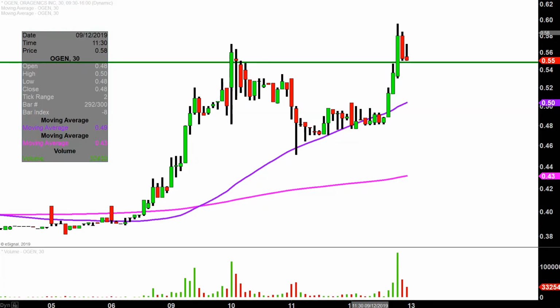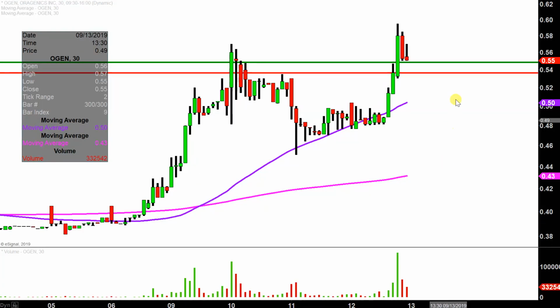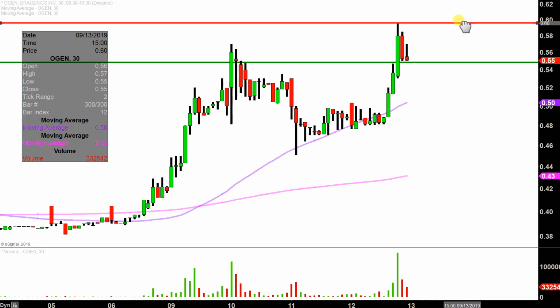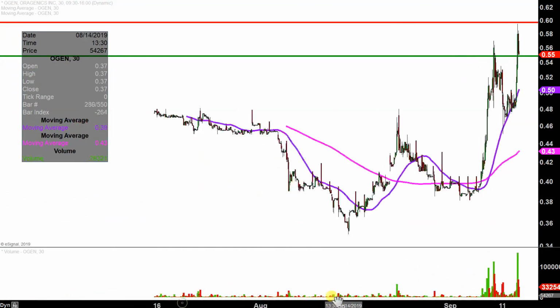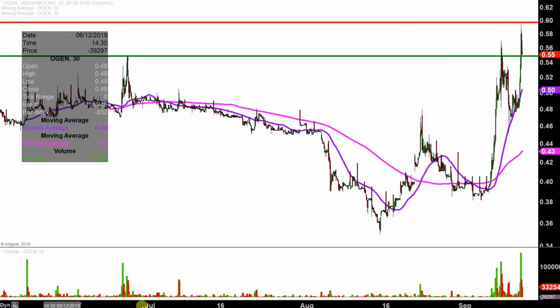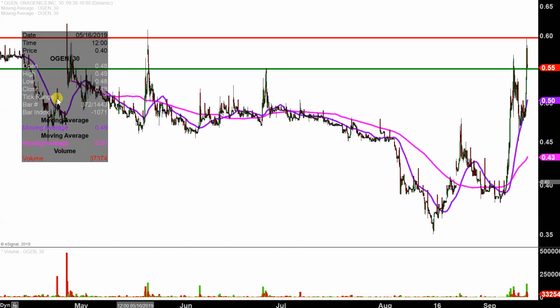What about levels of resistance going forward? Initial level of resistance is just simply where the price stopped going up today and the party stopped right up there at 60 cents. So let me squeeze this down. We may have to go to another time period. I can't remember. I think it's been quite a while since the price has been up this high.